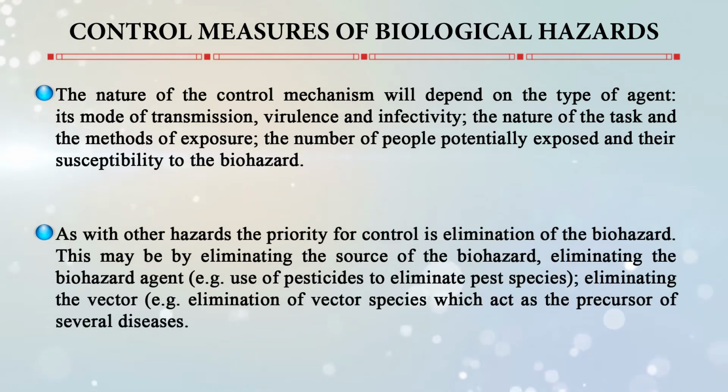As with other hazards, the priority for control is the elimination of the hazard. We try how best we can to eliminate the hazard from the source. So this may be by eliminating the source of the biohazard, or eliminating the biohazard agent, for example using pesticides to eliminate the pest vectors. There are several vector species that transmit certain infectious diseases, so maybe we can eliminate the vector species that act as a precursor of several diseases.